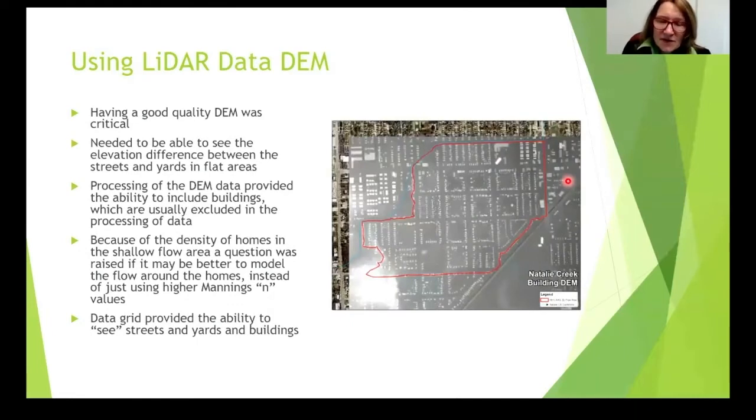We thought it would be very interesting to look at a DEM with buildings. So we took the DEM data and created a DEM that showed all the buildings. Since the floodwaters need to go through this pretty dense neighborhood, we captured that information and looked at whether, instead of just using a higher N value to model that neighborhood in the overland flow area, it would be better to actually use the data with the homes there and how they could potentially block the flow.